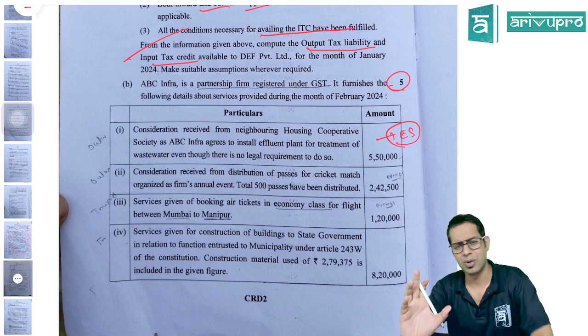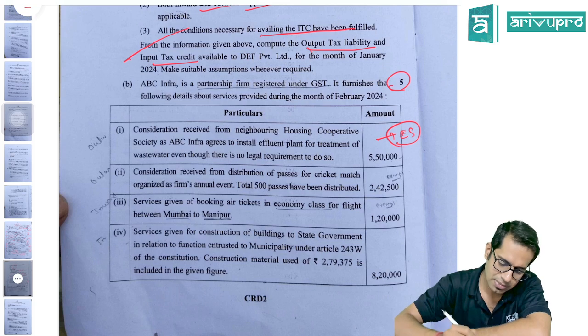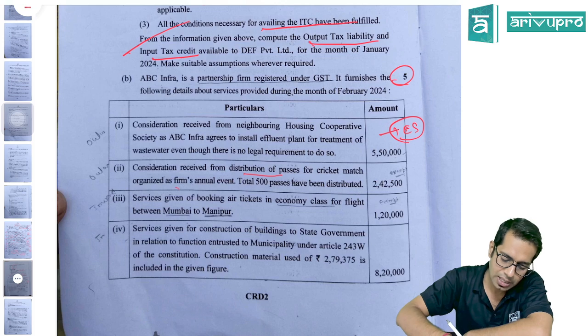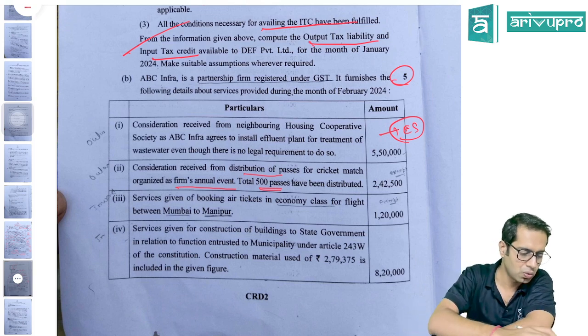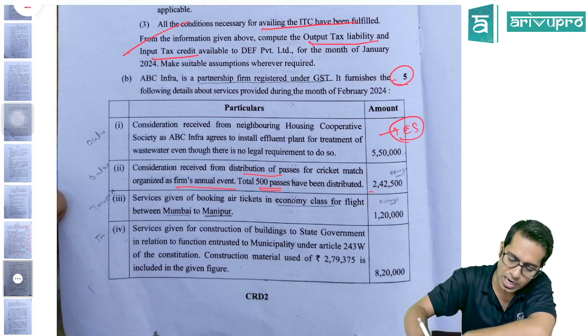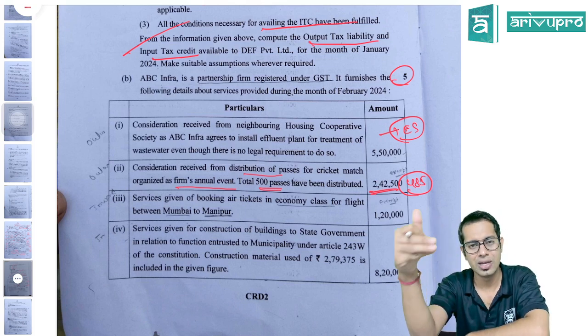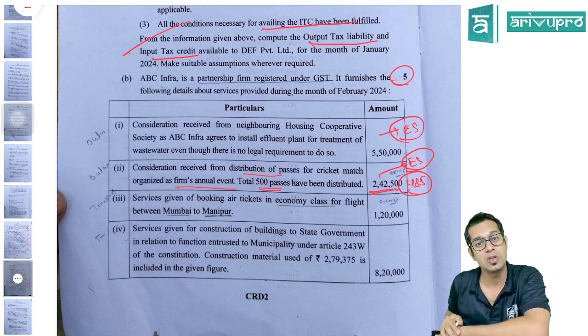So for treatment of wastewater, if you put this effluent plant, then that supply which you are making is an exempt supply. Consideration received for distribution of passes for a cricket match organized as the firm's annual event. Total 500 passes were distributed. So what is the amount received? 2,42,500 divided by 500. So they have charged 485 rupees per ticket. Now please note, if admission to an event, a recognized or unrecognized sporting event, has a value less than 500 rupees, it will be exempt. Therefore, in the present case also, these services will be exempt because the value is less than 500 rupees per ticket.